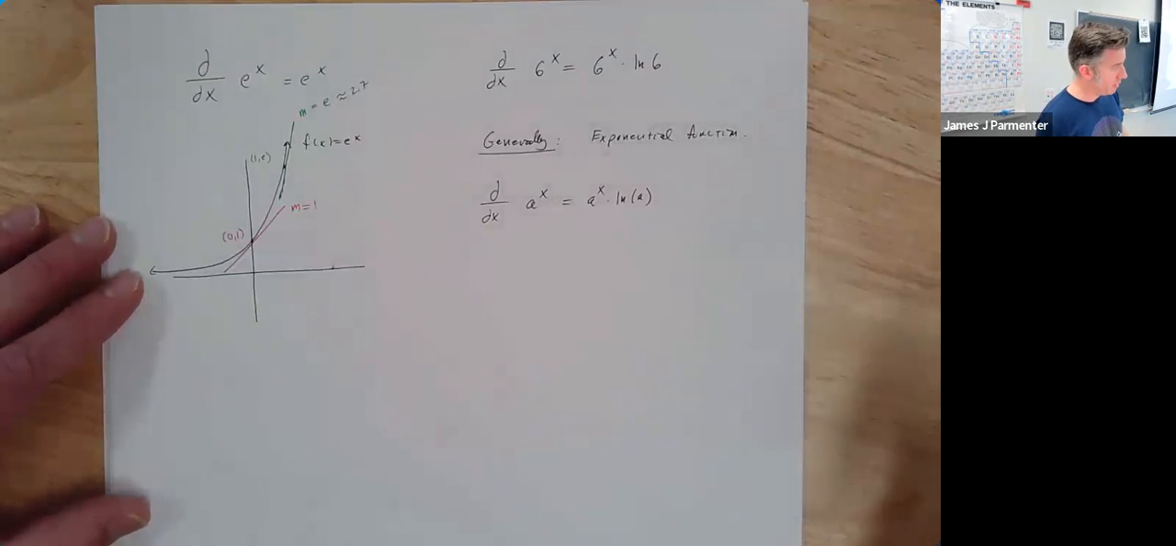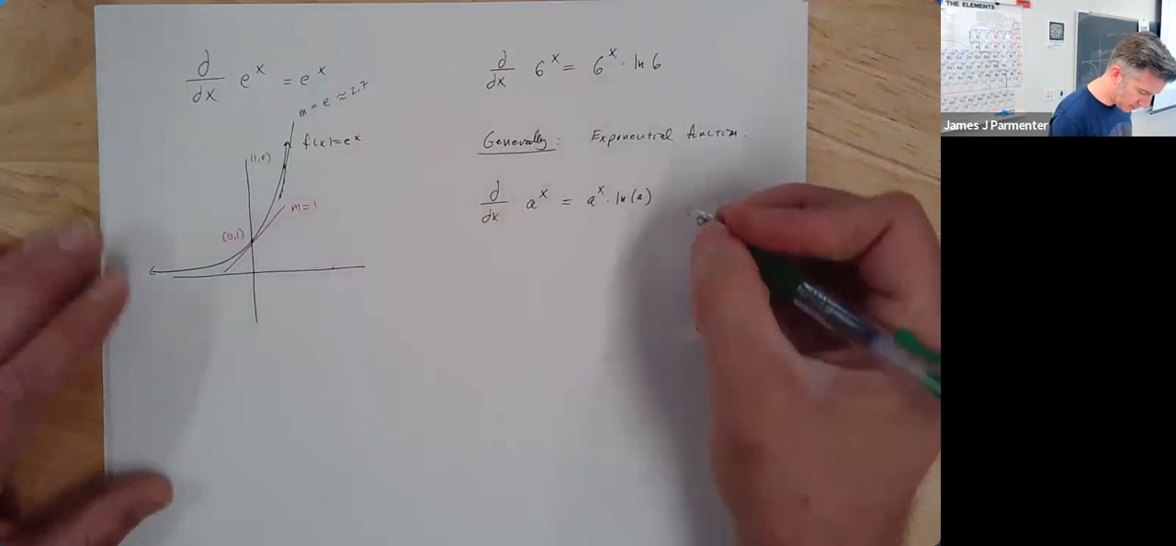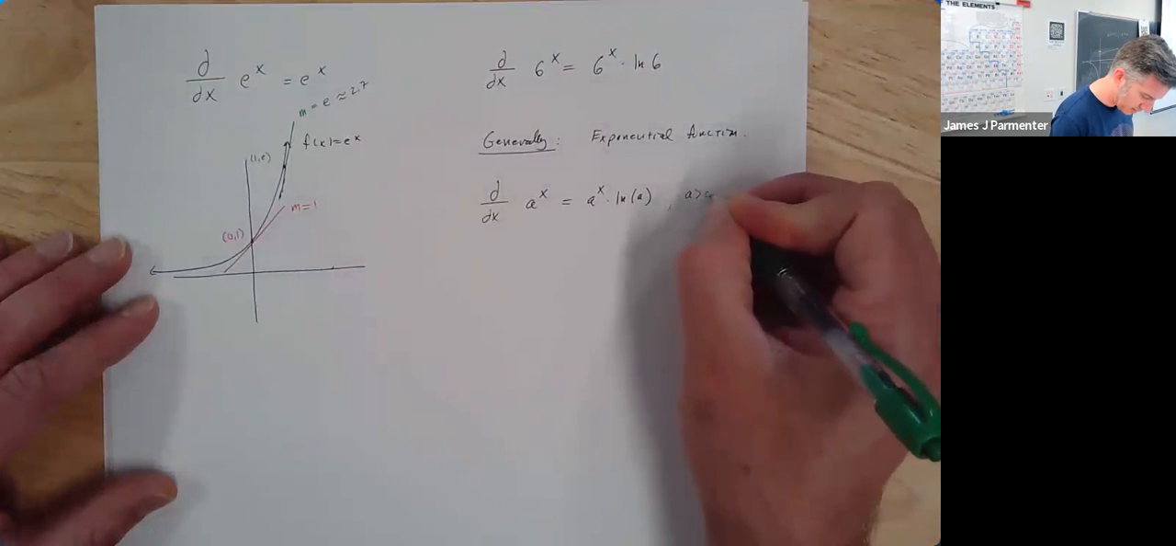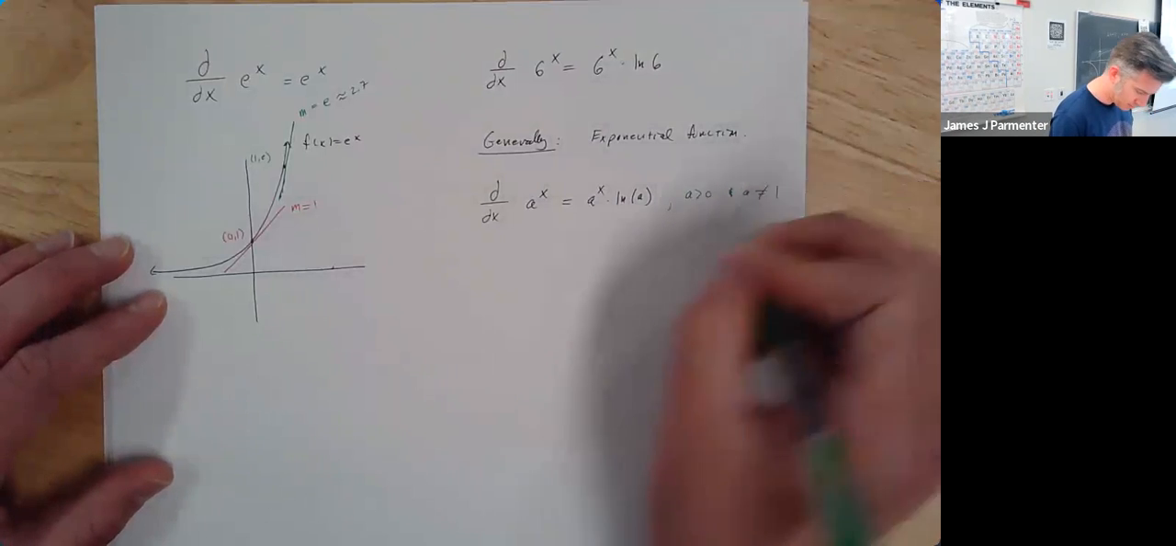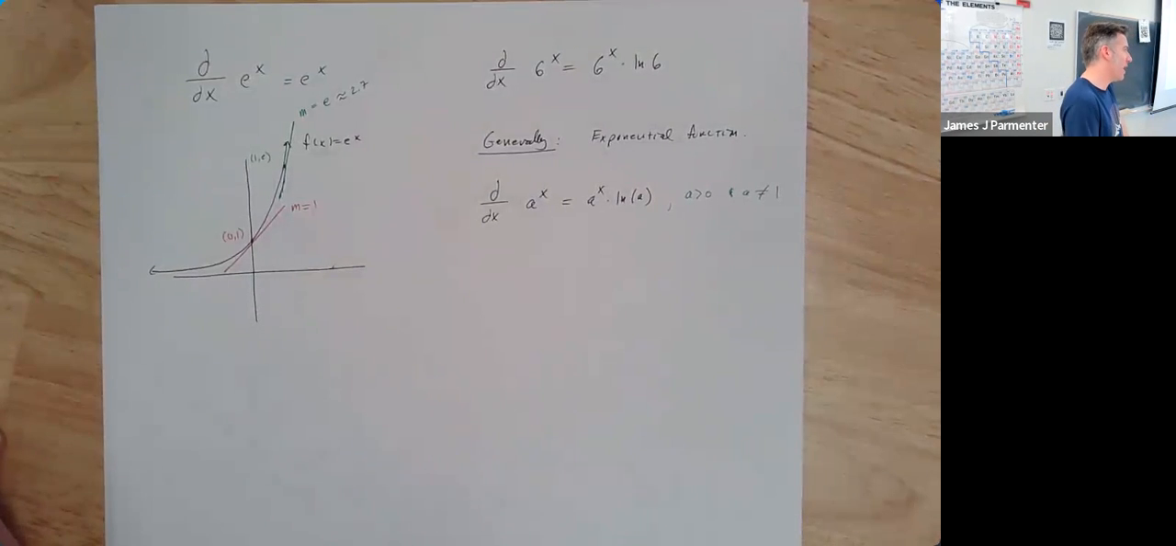There's a couple conditions on the base. The base needs to be positive and not equal to 1. If it was equal to 1, you wouldn't have an exponential function. 1 to the x is just 1, and the derivative of 1 would be 0.